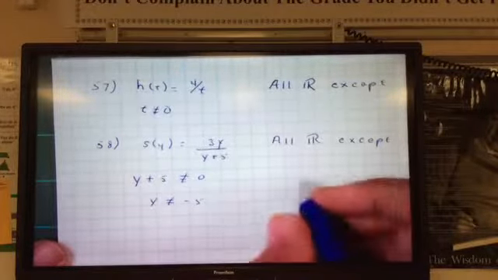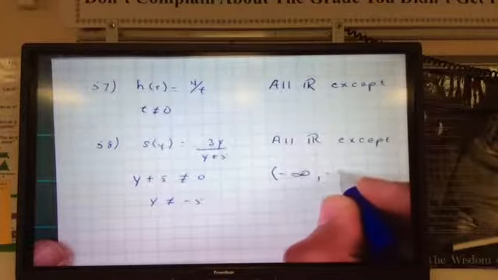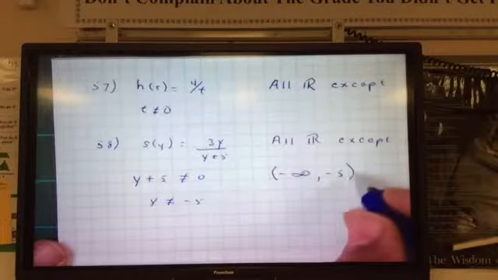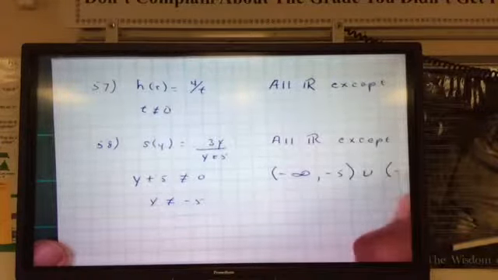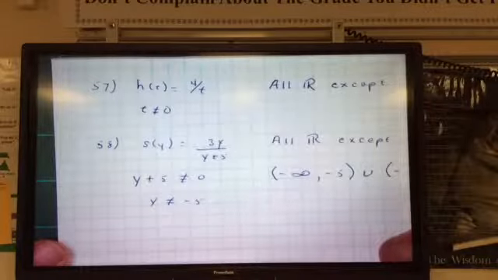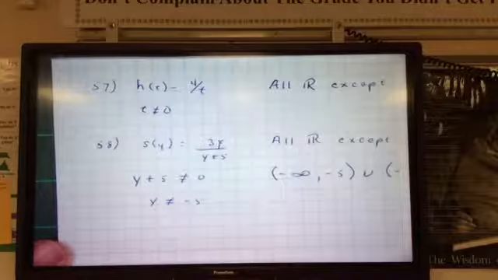Now, there are other ways of writing this. You could have written this as negative infinity to negative 5. Now notice I did not use a bracket here because negative 5 can't be part of the domain. And negative 5 to plus infinity. I'm going to put a plus on that. That's another way of writing it.